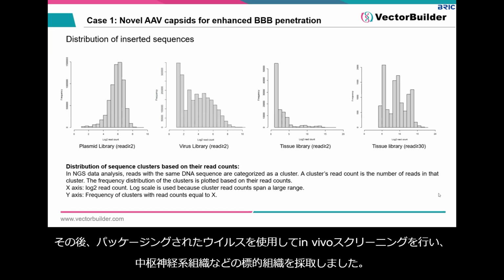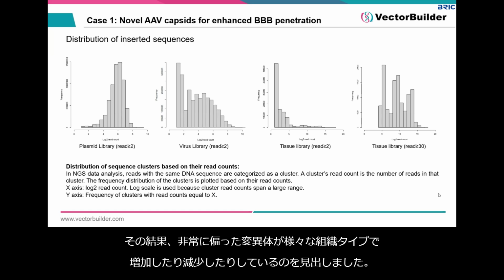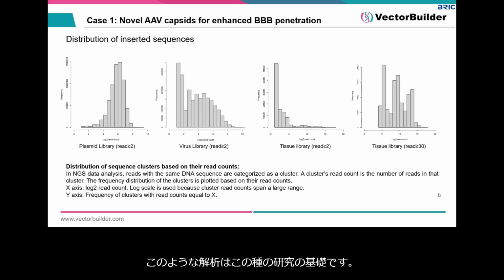And then after that, we use the packaged virus to do in vivo screening. Then we harvest the target tissues, such as CNS tissues in this study. And we found that very biased mutants have been enriched or depleted in different tissue types. So these are the basics of this kind of study.